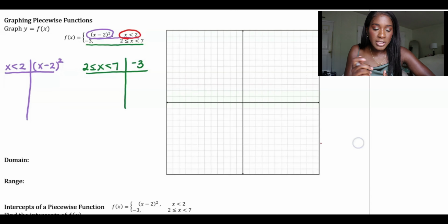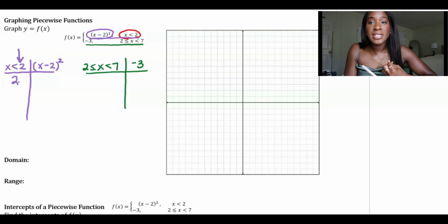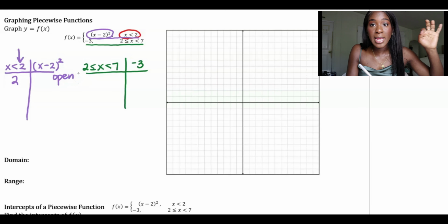So starting with the first table, remember from the first video, if a number shows up in the inequality for your piece, you need to put it in the table. And yes, I know it says x is less than 2. 2 is not included in that piece. So all that means is that when I get this point, we plot it as an open point. But we still need 2 in the table so that we can have that open point there.